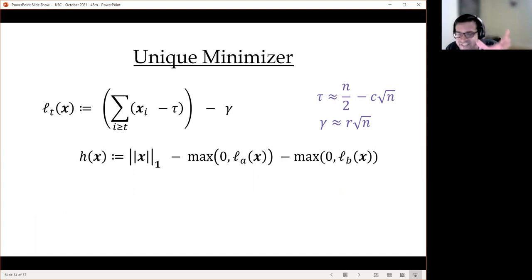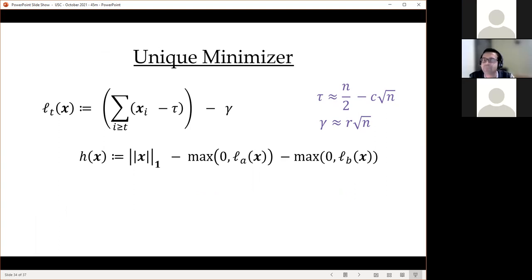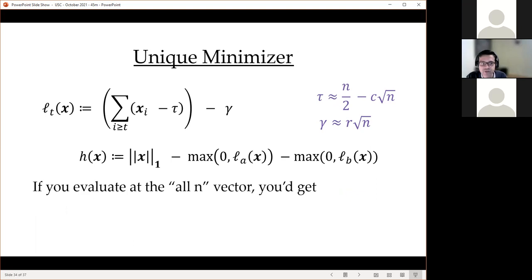And the tension is, of course, that things are giving negative marginals. The set that one is most worried about is the all-ones set, where I've picked everything. So if you plug in the all n vector, so you take everything from every set, and you evaluate this h at the all n vector, then for these values of tau and gamma, you see that the answer is small n by 2, which is the size of the part, minus r root n.